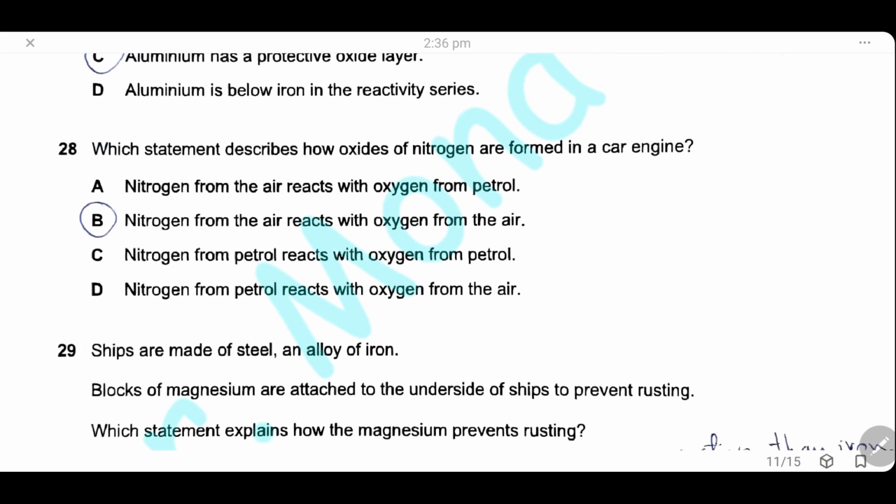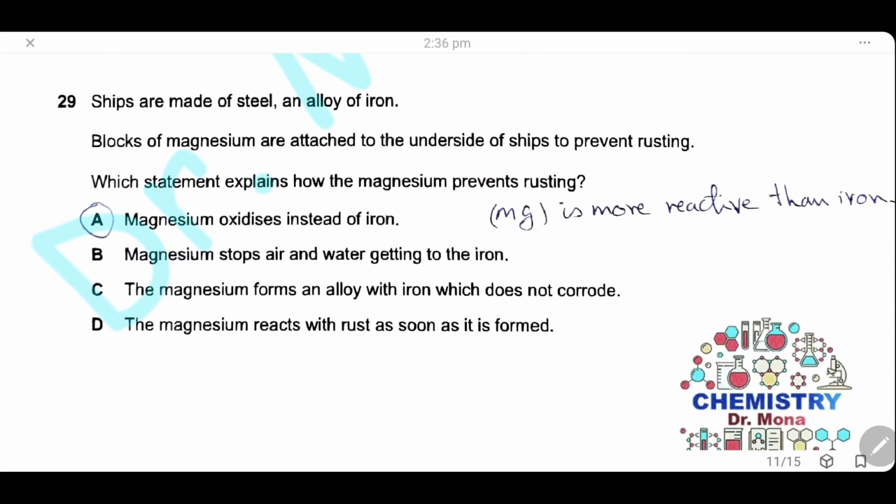Question 28. Which statement describes how oxides of nitrogen are formed in the car engine? Oxides of nitrogen are formed due to the high temperature in the car engine. Nitrogen and oxygen from the air react together to form nitrogen oxide. Here the answer is nitrogen from air reacts with oxygen from air. The answer is B.